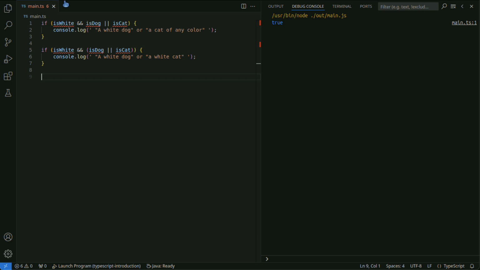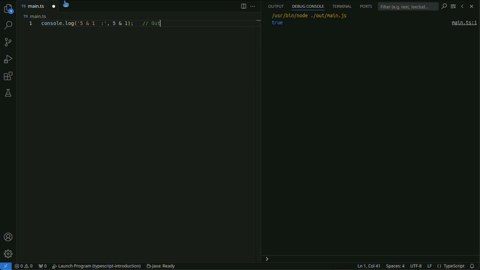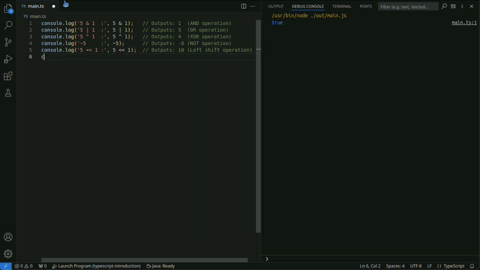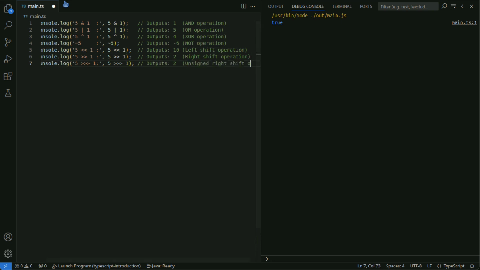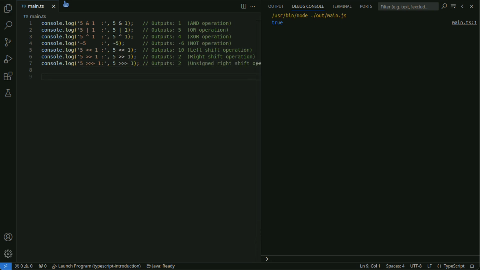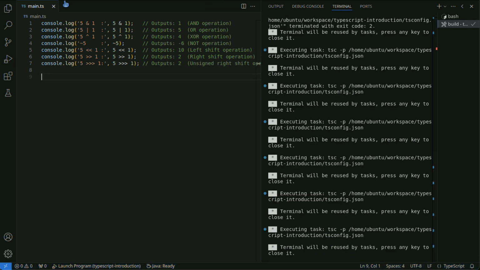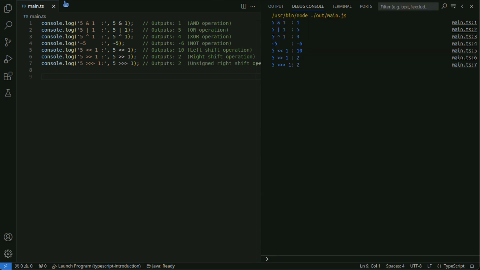Bitwise operators manipulate numbers at the bit level. The ternary operator returns different values based on the result of a conditional expression.